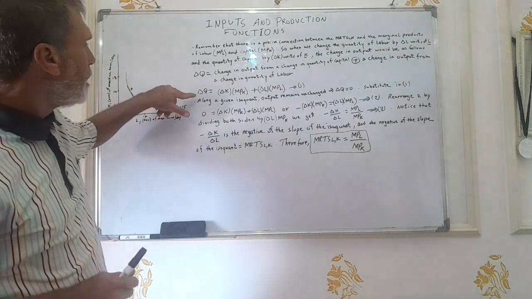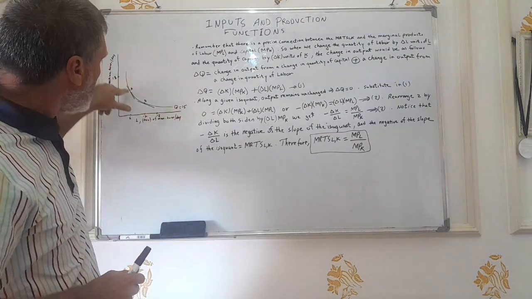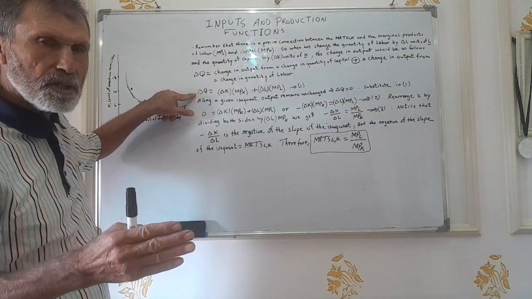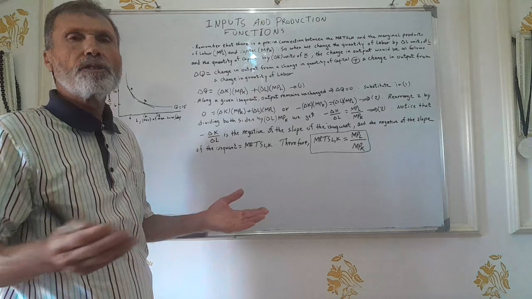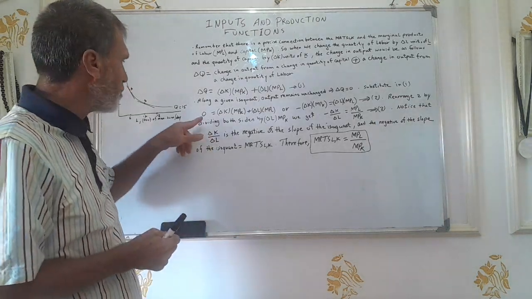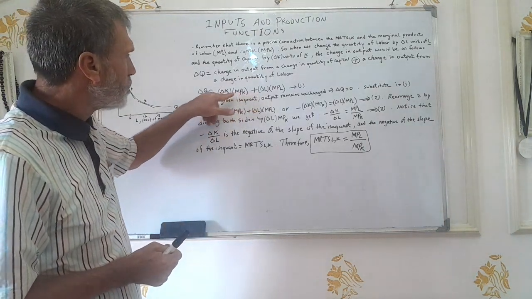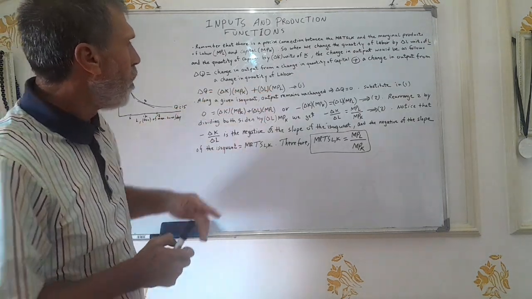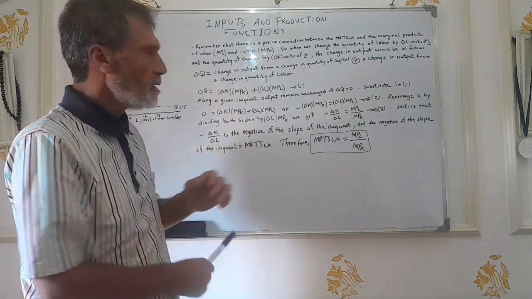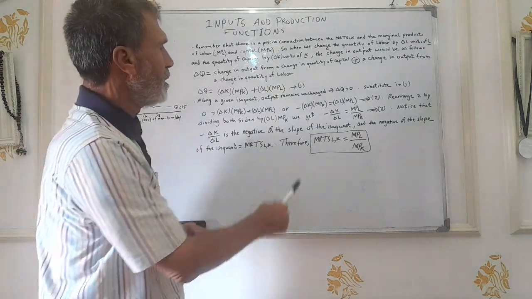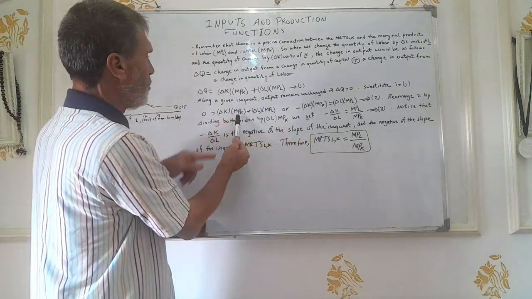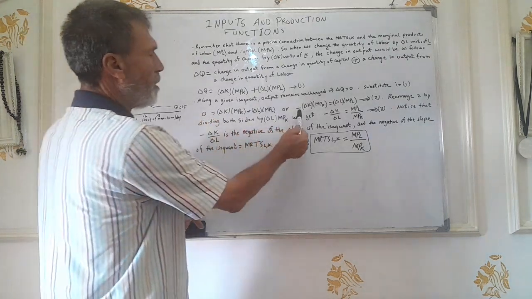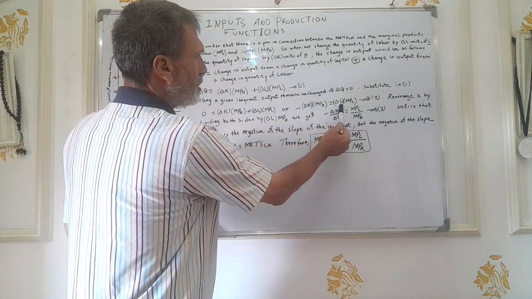Great. So delta Q along a given isoquant is equal to 0, because delta Q is a change in Q. So there's no change in Q, therefore it is 0. So it's equal to delta K times MPK plus delta L times MPL. Or if we play with this one over here, if you move delta K MPK to the left side, we come up with minus delta K MPK is equal to delta L MPL.